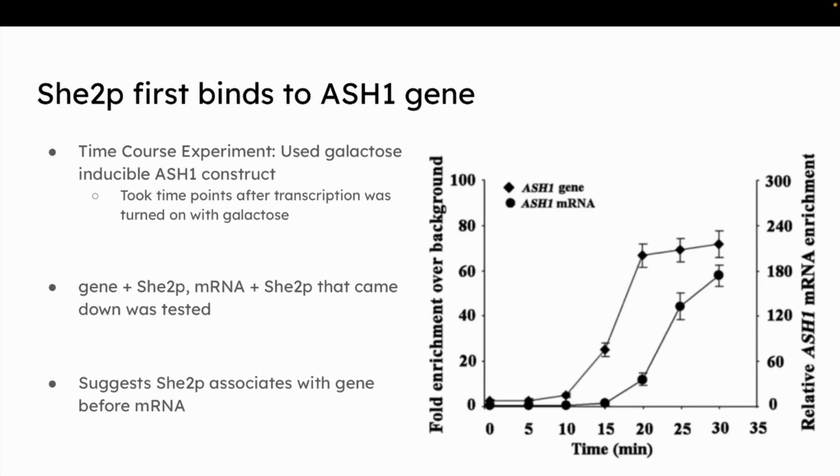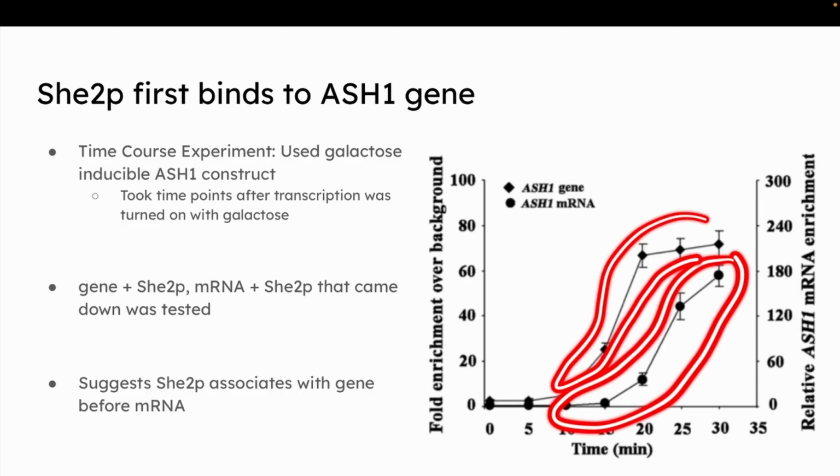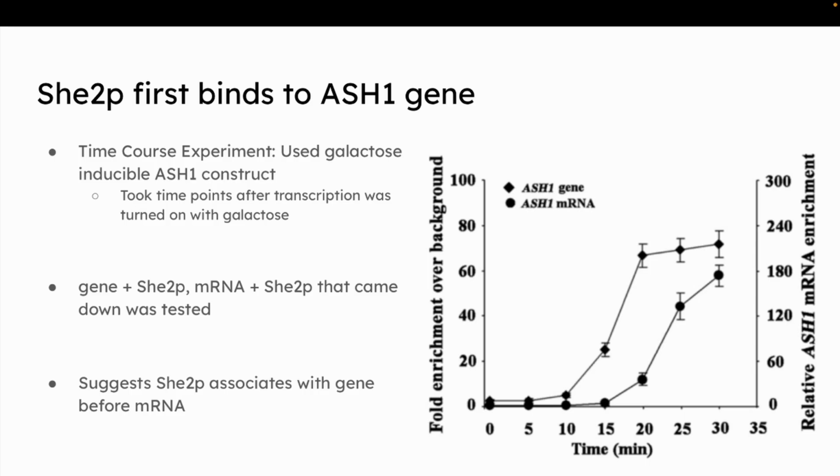What they basically found was this mRNA plus SHEP2, which would be this line, also contains gene binding. That's very important because they can't really differentiate that, right? You can't really just destroy the DNA. Well, I guess you could, but they didn't. So importantly, this also contained the genes. This only contained the genes, right? So the top here, the ASH1 gene, is just the genes, but the ASH1 mRNA also contains the genes. Okay, that's a little important.